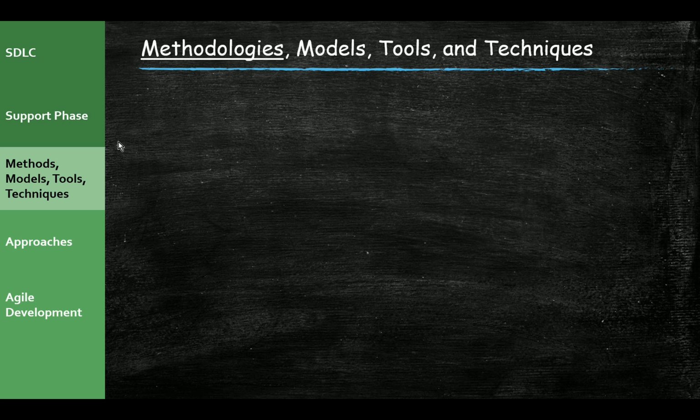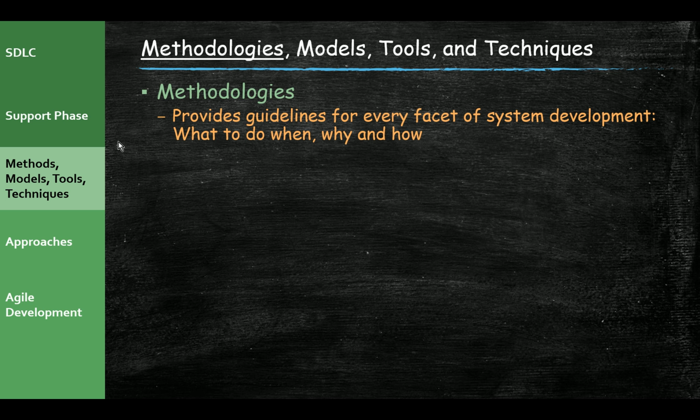We're going to talk about 4 things as far as the SDLC. So in our software development lifecycle, in order to complete our software development, most of us use methodologies to do that. Methodologies include models, tools, and techniques. So I'm going to talk about what these are and how they relate to each other. So a methodology is the guidelines for every facet of system development. It's what you do and when you do it, why you do it, and how you do it. So all of that is defined in the methodologies.